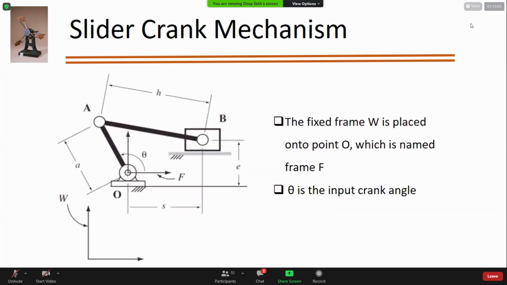In this kind of example, the fixed frame W is placed onto O, which is named as frame F, and theta is the input crank. You will just rotate theta, and this B, your slider link, will translate from there to here.